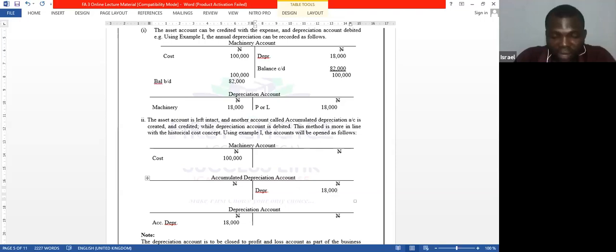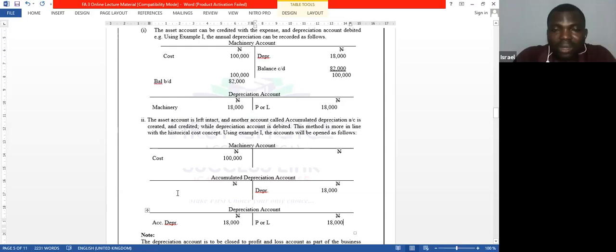After we have that, the next thing for us is that this depreciation account is always closed down to the profit or loss account. It does not have a balance brought down. It always closes down to what? Profit or loss account. So we have that to be 18,000. So we close that to be 18,000.